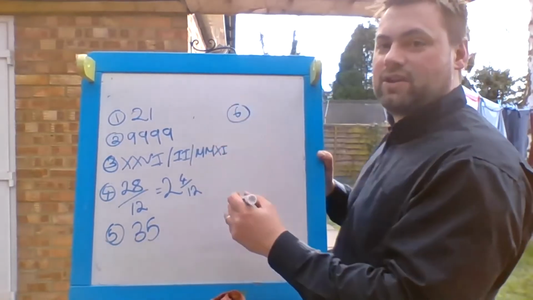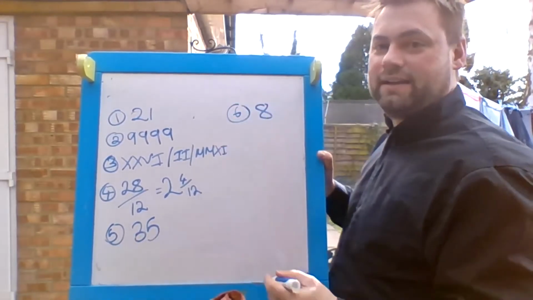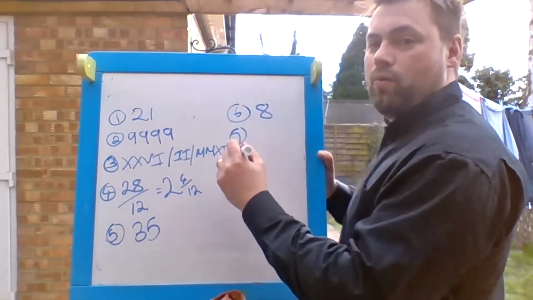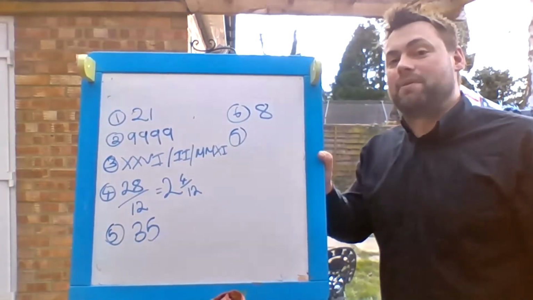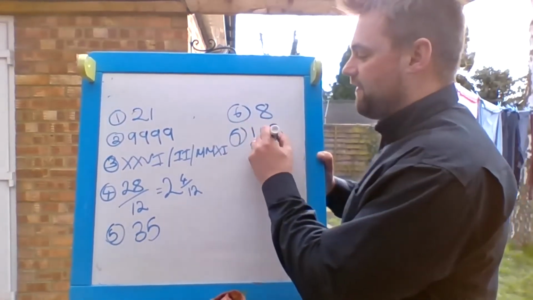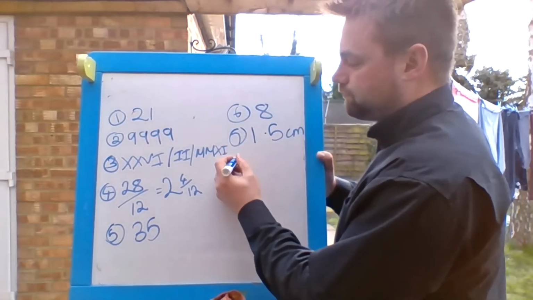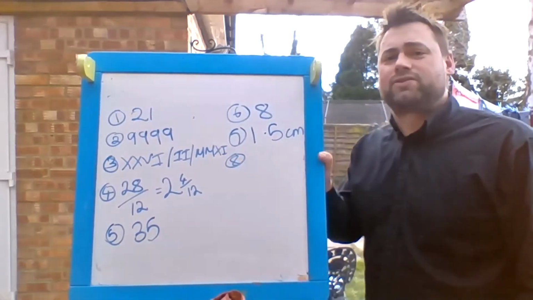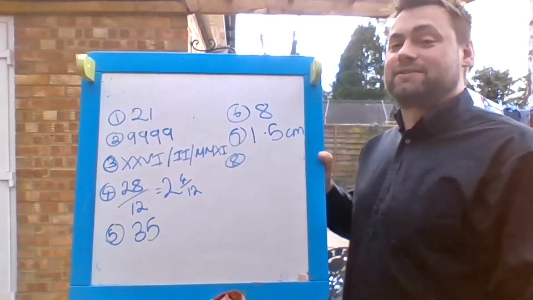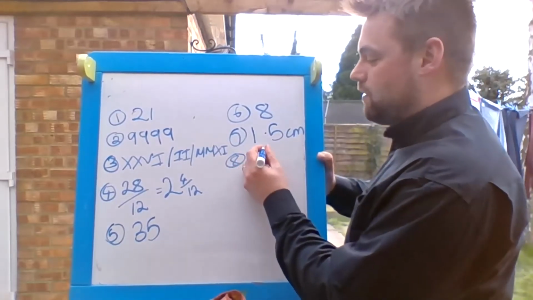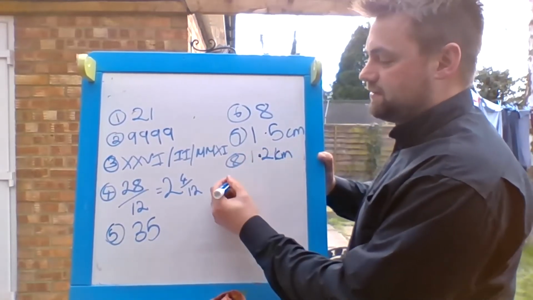Question number 6, 32 divided by 4 is equal to 8. Question 7, what is 15 millimeters in centimeters? So we need to divide this number by 10, and we get 1.5 centimeters. Question 8, what is 1,200 meters in kilometers? Again, we need to divide this number, this time by 1,000, and that gives us 1.2 kilometers.